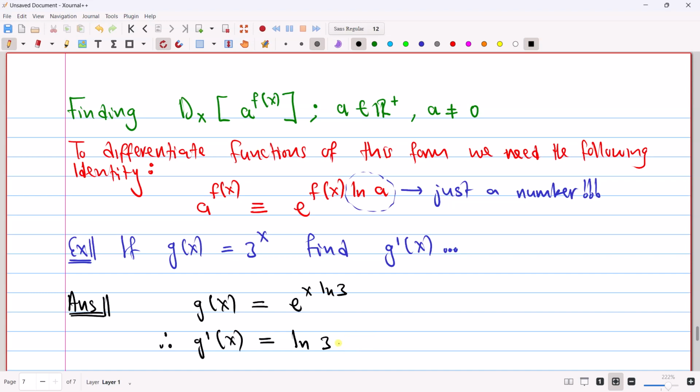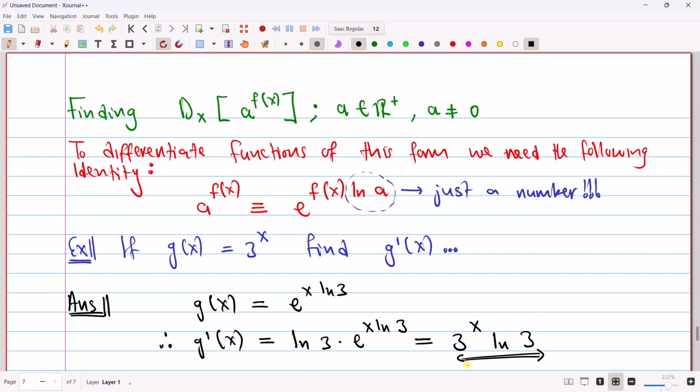Then you bring down that ln 3, and the next thing is you bring the exponential as it is. So you bring e to the power x ln 3. But this can be further simplified. This e to the power x ln 3 is just similar to 3 to the power x. So it can be written as 3 to the power x ln 3, which is our final solution.